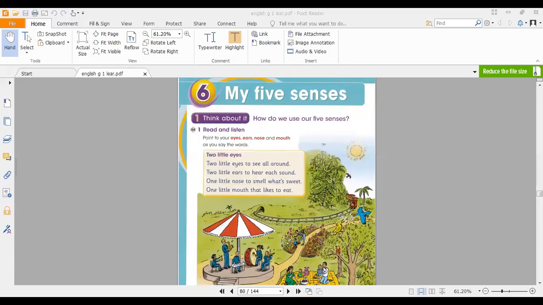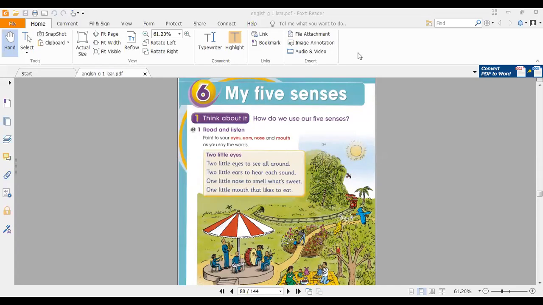So today in English class, we are going to start our unit 6, My Five Senses. The page number is 80. As we have already discussed in science, the five senses. So this lesson you can take it as your revision lesson, okay? Of course, there are some things that are new and we are going to discuss it in more detail.